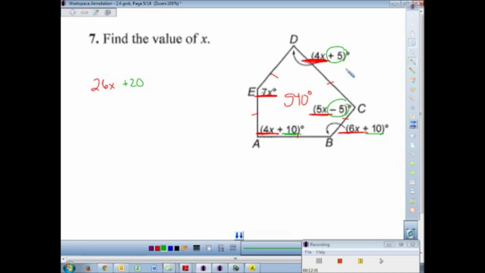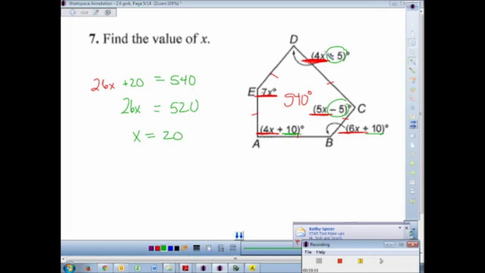So I got this, right? I see a lot of people try to solve this. You go, how can you solve that? That's an expression. I need an equation. What's my equation? Equals how much? They should all add up to equal 540. Sound good? Solve for x. This should be something that you could do mentally, right?